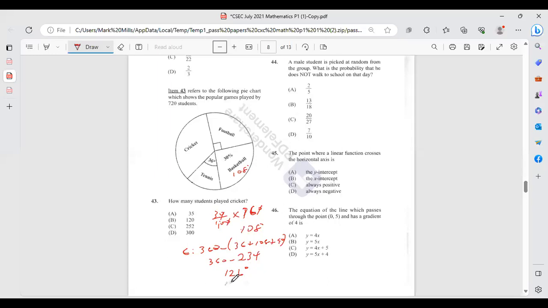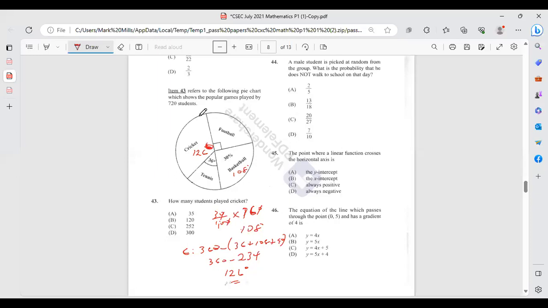Degrees. Okay, all right. Now, look at what they say. There are 720 students who played games. Now, 126 refers to what? Cricket. So how do I find out how many students play cricket? What will I do? Now that we know that here should be 126 degrees, and I want to find out how many.